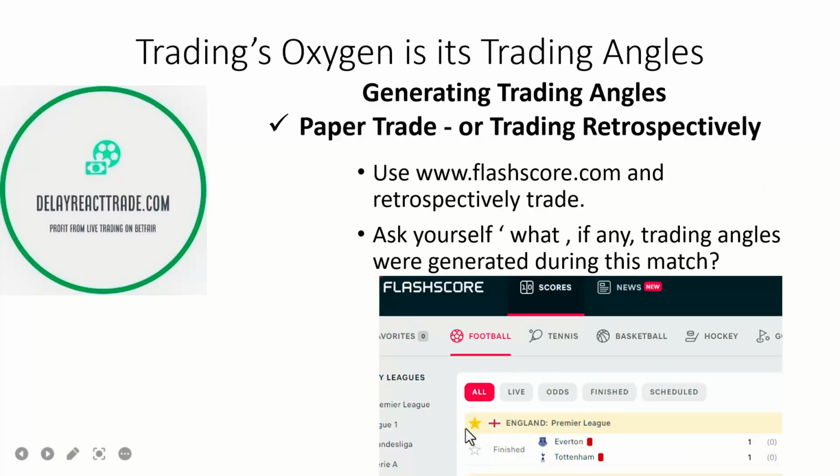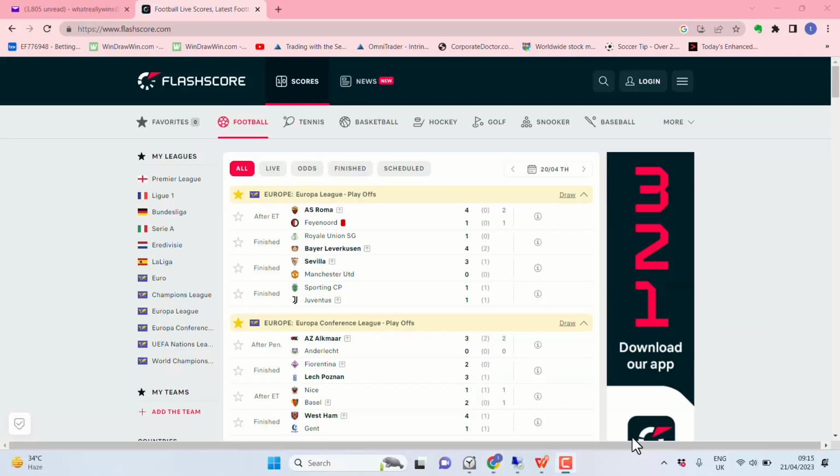Trade retrospectively. If you're new to trading, I would recommend you're using flashscore.com. I'll take you over to the website now and let's see how we can trade retrospectively. So hop in your DeLorean and do a bit of Back to the Future. We're going back to yesterday. Retrospective trading, I call it. Paper trading. Roma and Feyenoord.